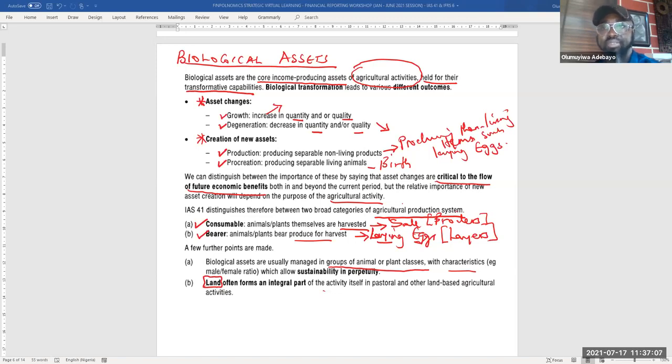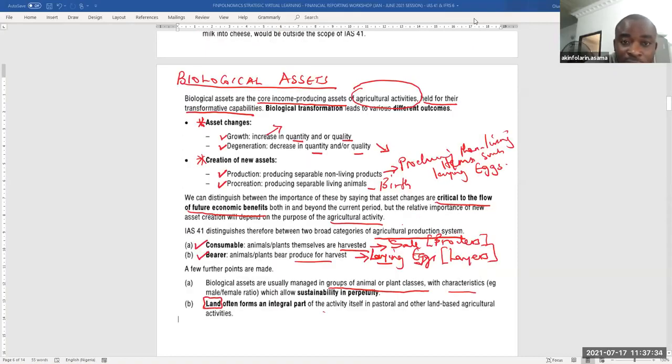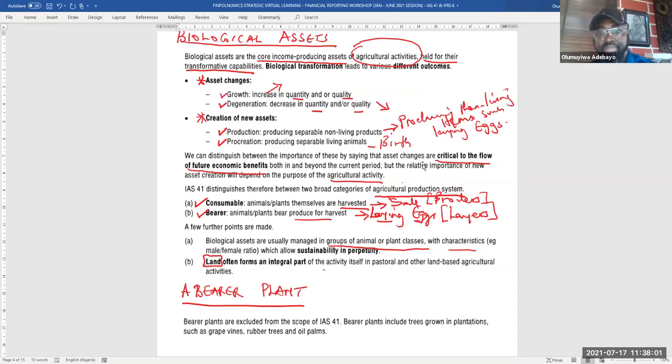Now we'll talk about bearer plants. Who can remind me what a bearer plant is? A bearer plant is a plant that is maintained for the production of reproduction over its useful life. Okay, can you give me a practical example of a bearer plant? Cashew tree, maybe cashew plants. Okay. Cocoa. Okay. And palm tree. Okay, palm tree is also a very good example, which skipped my mind earlier on.